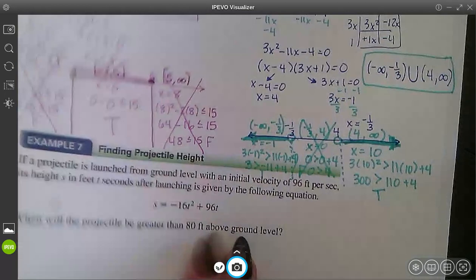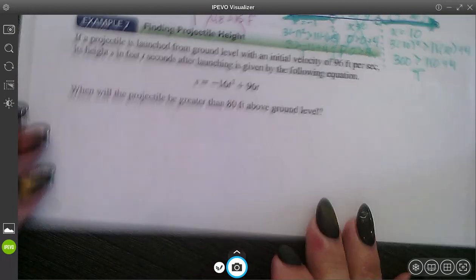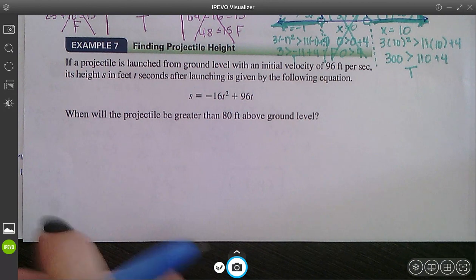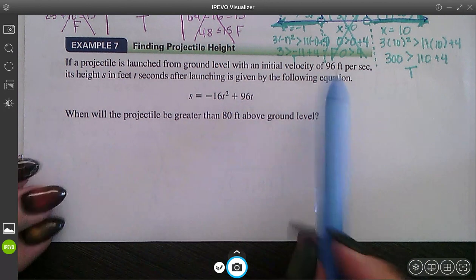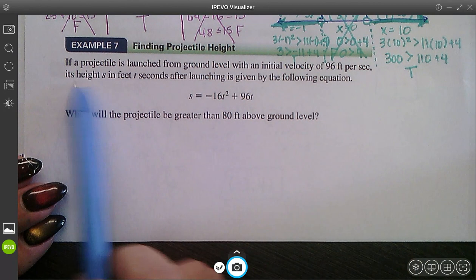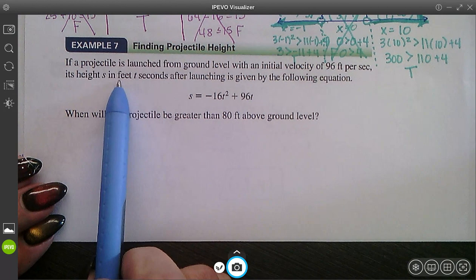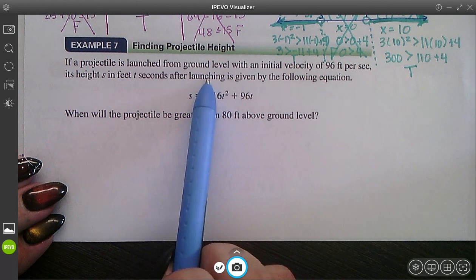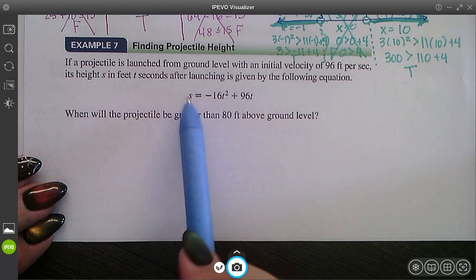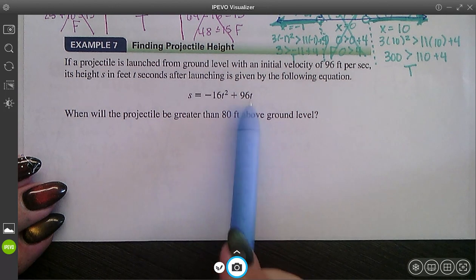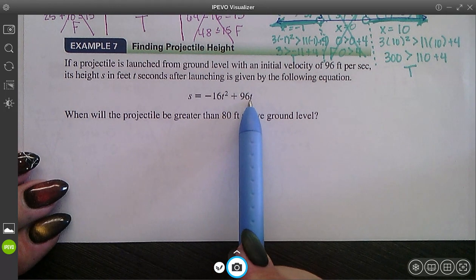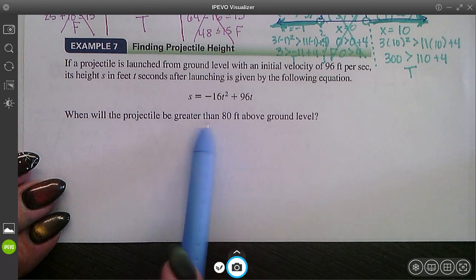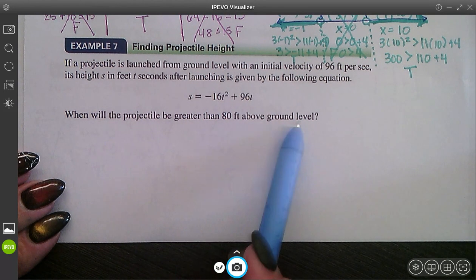Let's do one story problem here about projectile height. If a projectile is launched from ground level with an initial velocity of 96 feet per second, its height s in feet, so s is in feet, t seconds after launching is given by the following equation. So s is the height, t is how long the projectile has been in the air. When will the projectile be greater than 80 feet above ground level?